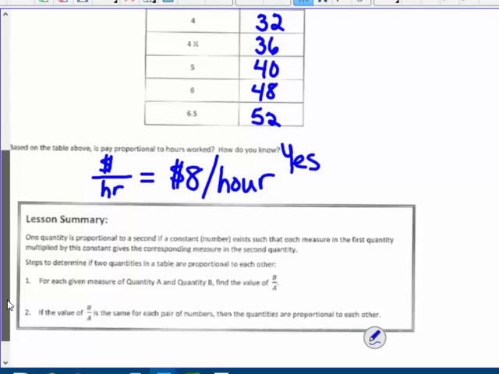One quantity is proportional to a second quantity if a constant number exists, such that each measure in the first quantity multiplied by the constant gives the corresponding measure in the second quantity. Steps to determine if two quantities in a table are proportional to each other: for each given measure of quantity A and quantity B, find the value of B divided by A. If the value of B divided by A, or what we call y divided by x, is the same for each pair of numbers, then the quantities are proportional to each other. Next page.